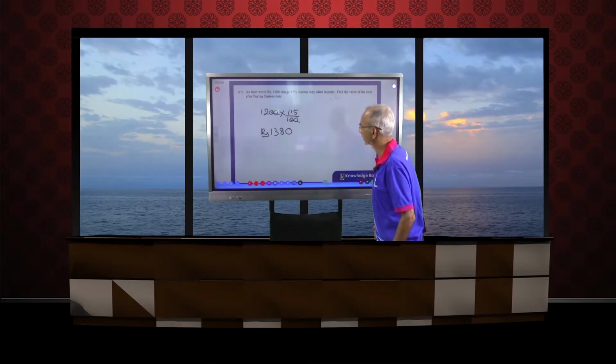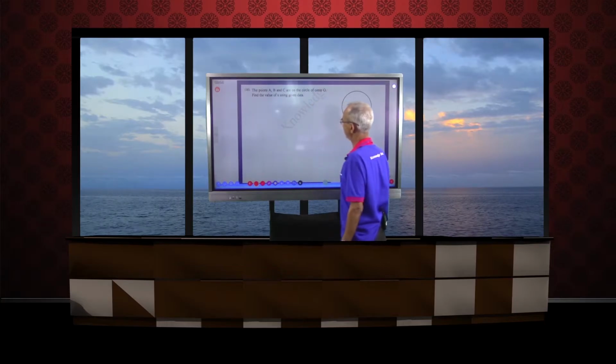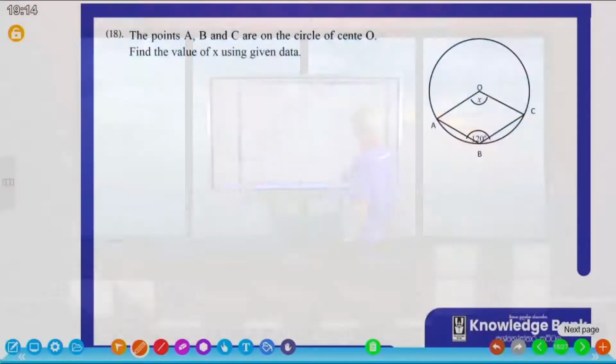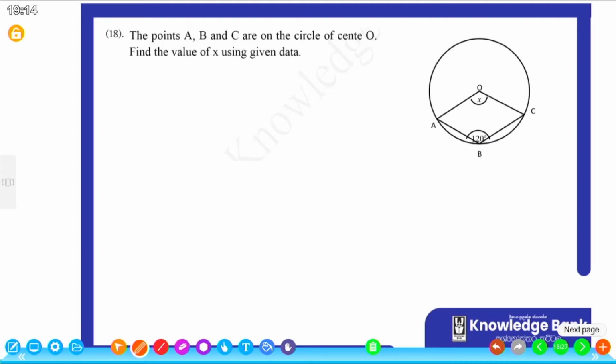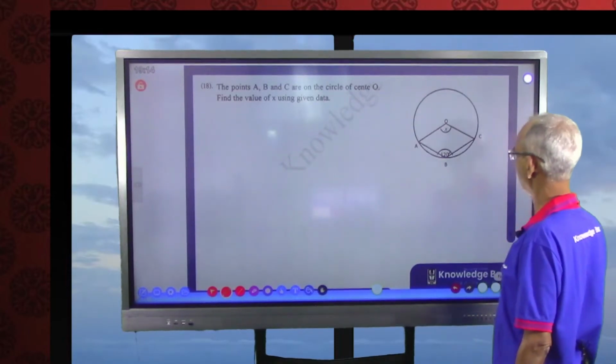Okay, then let's move to the next question, question 18. The points A, B and C are on the circle with center O. Find the value of x using the given data. A, B, C are on the circle and O is the center. Now we have to find the value of x.